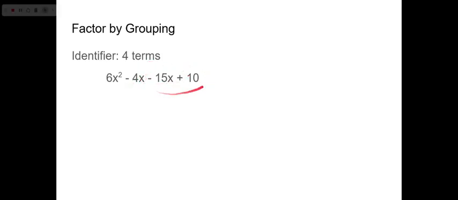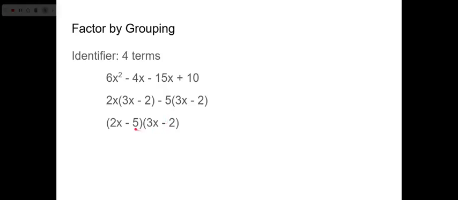What can I divide into both of these? Well, I'm going to have to take out a negative because the first term's negative. So negative 5. They're both divisible by negative 5. When I divide by negative 5, I get 3x. When I divide by negative 5, I get negative 2. Look, they're the same thing, 3x minus 2, 3x minus 2. So you just take these first 2 chunks, 2x minus 5, and give them their own parentheses.